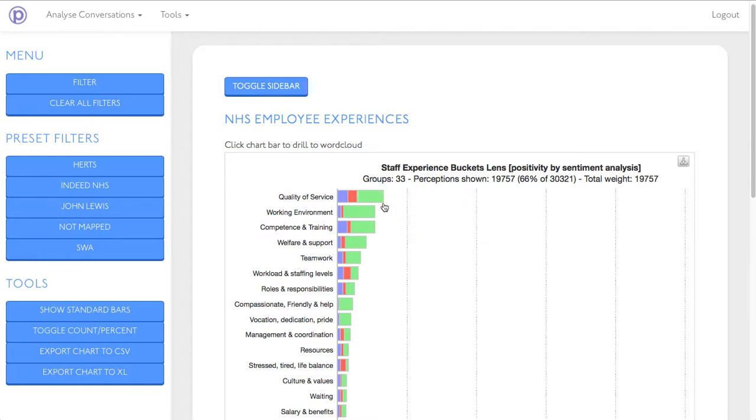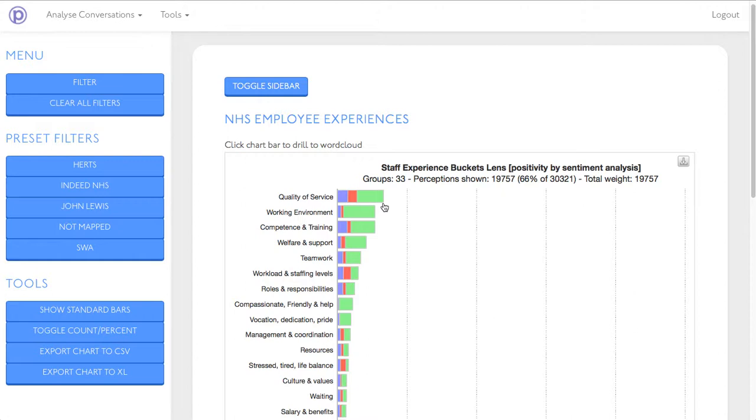Quality of service. This is all about the member of staff's perception about the quality of service or the products that the organisation is delivering. So that can be whether it's good, bad or indifferent. Working environment. This is about the day-to-day working environment. What's it like working here at this place with this bunch of people? It's mostly about the environment more than people.